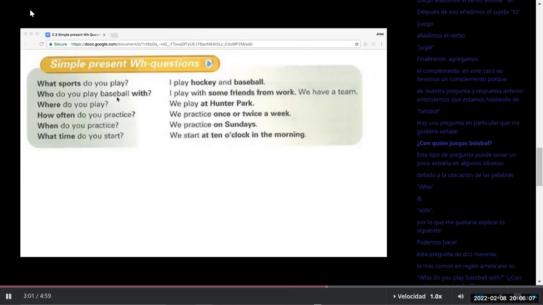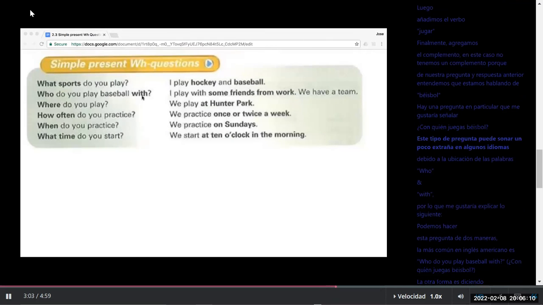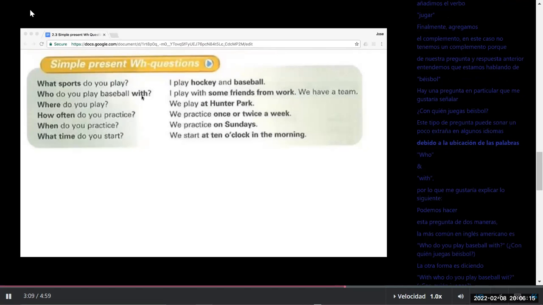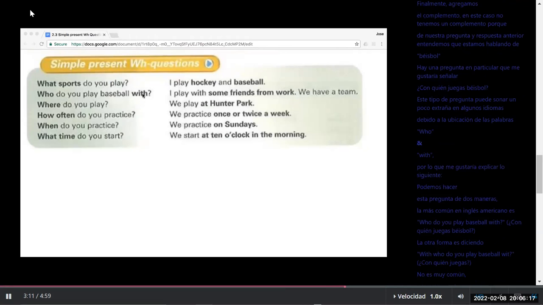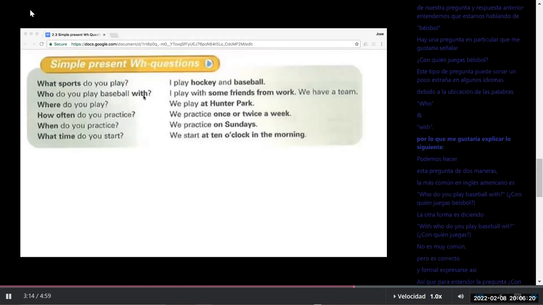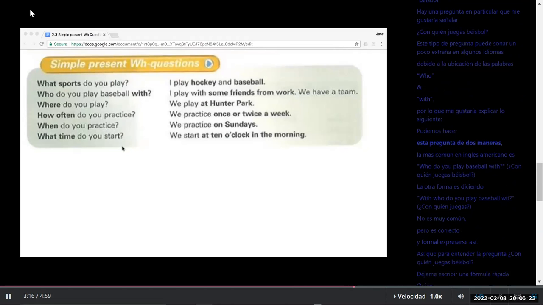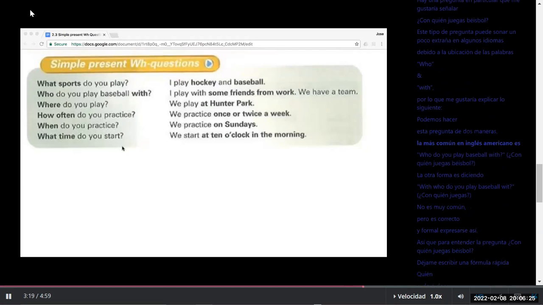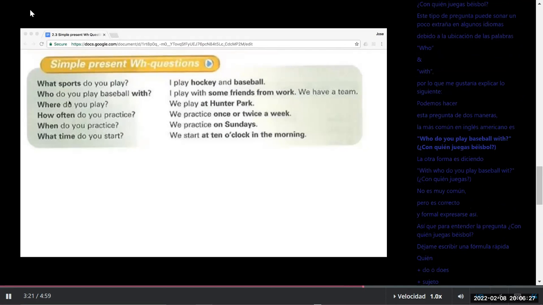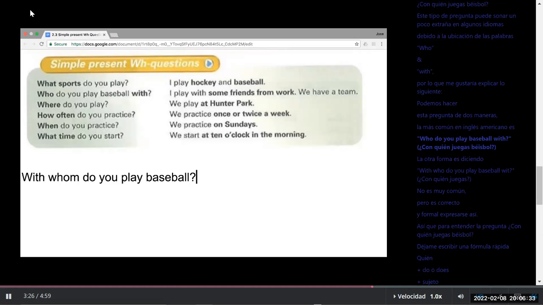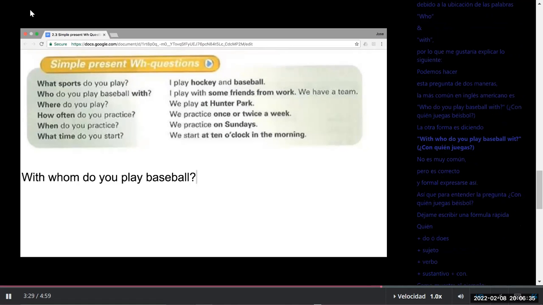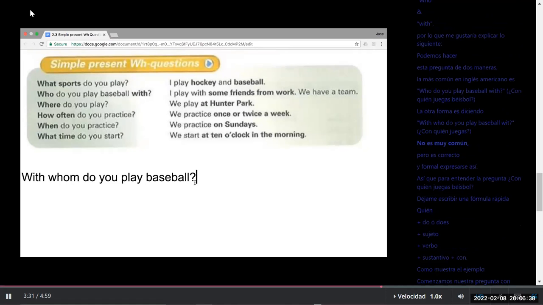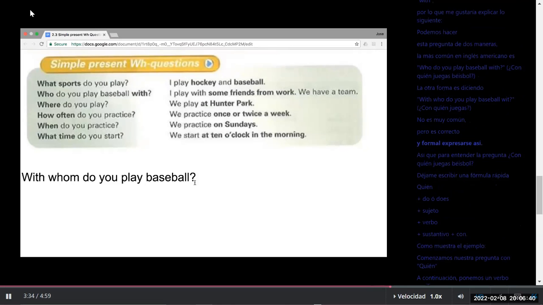Who do you play baseball with? This type of question may sound a little strange in some languages because of the location of the words who and with. So I would like to explain the following. We can ask this question in two ways. The most common in American English is, who do you play baseball with? The other way is by saying, with whom do you play baseball? It's not very common, but it's correct and formal to express yourself like this.